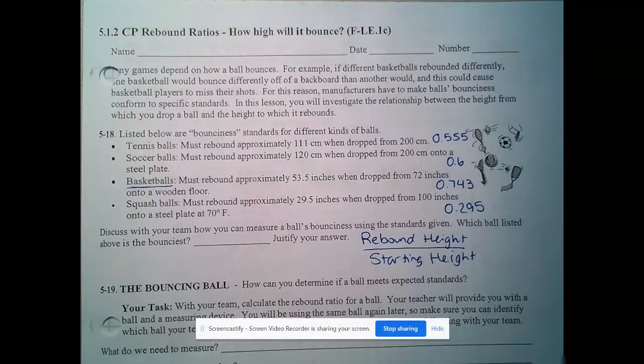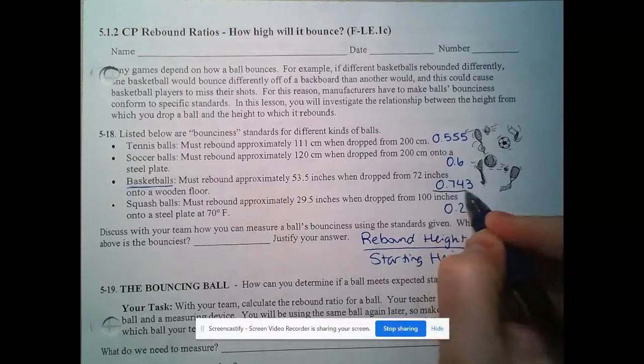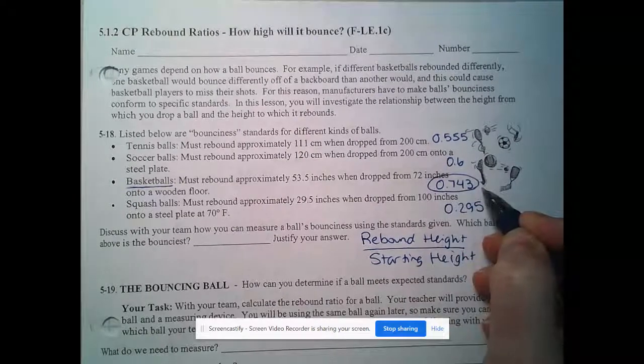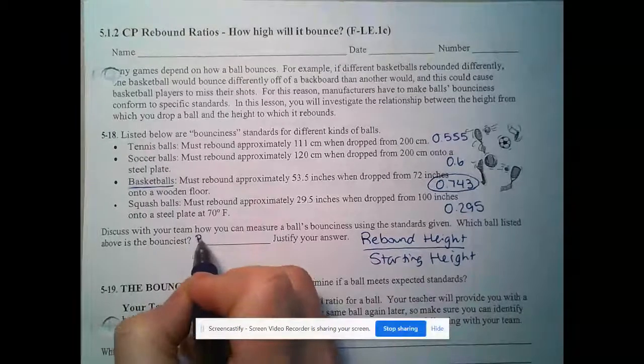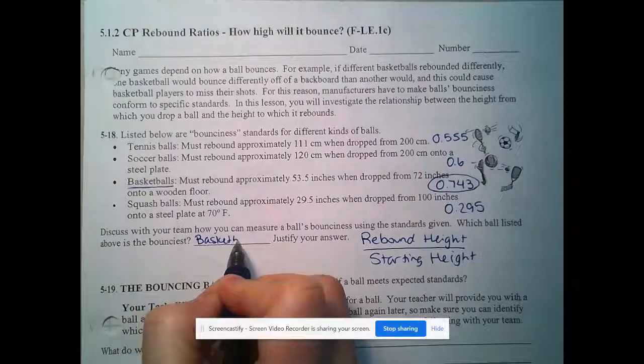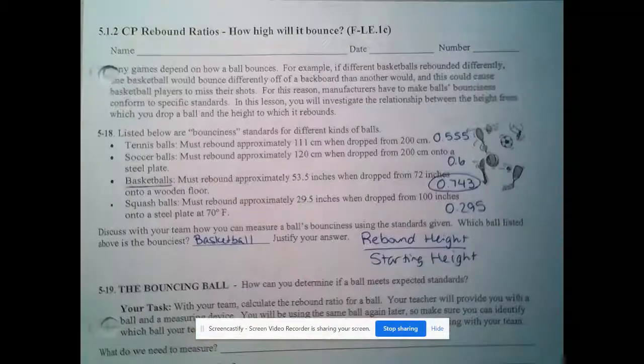If you've watched tennis before, you'll notice the person bounces the tennis ball. They're also sort of checking for bounciness. So which one is the bounciest? We would say that that would be the basketball because it's the closest to 1. If you let go of a ball and it came back exactly where you started, it would have a rebound height divided by starting height of 1. So the bounciest one is going to be the basketball because it comes back closest to 1.